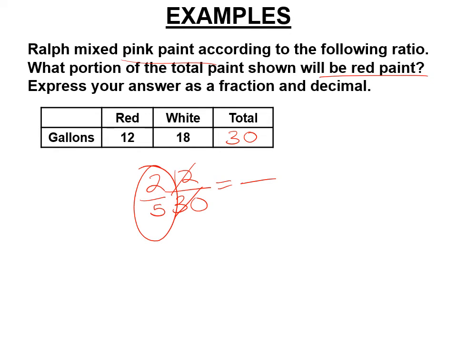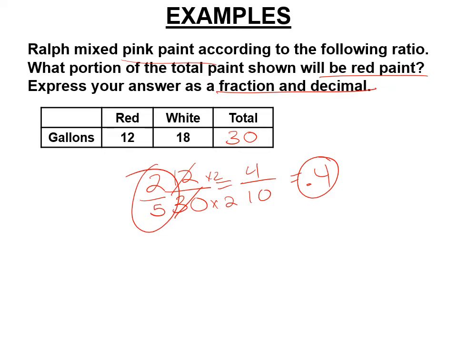Now you actually could have simplified it to 4/10 to get the decimal, but it says express your answer as a fraction and a decimal. So we need the simplified fraction. We need the 2/5 here. And then we're trying to get this over 10. 5 times 2 is 10. 2 times 2 is 4. 4/10. So the decimal is 4/10, or 0.4, if you want to put the leading 0 in there, and 2/5.